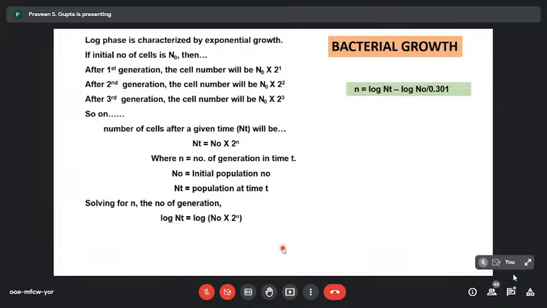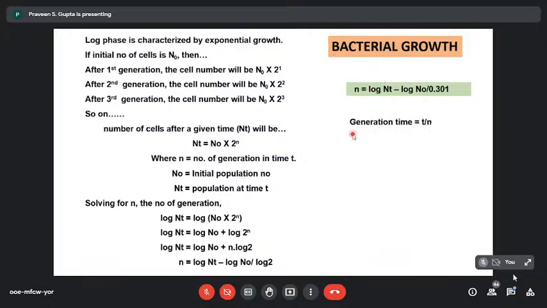If you solve this equation by taking the log value, it's very simple. Log nt equals log of n0 into 2 to the power n, where log of m into n can be solved as log m plus log n. So log n0 plus log 2 to the power n, and log 2 to the power n becomes n log 2. Finally, n, the number of generations, is log nt minus log n0 divided by log 2, and log 2 is 0.301. This is how you reach the number of generations.